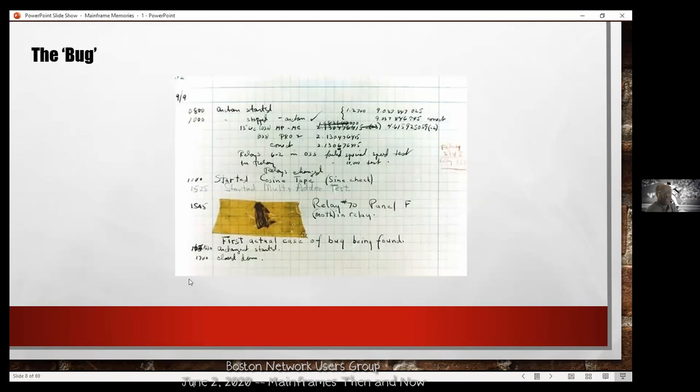Sure. This would be the bug. One day, processing just wasn't going right on the Mark One, and I have to give it to them for how they could find such a small bug in such a large machine, for sure. Obviously, pretty good detective work.